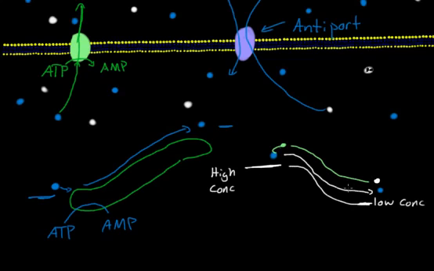Now this would only occur if the concentration of the blue one is much higher than the white one. If the white one has to go up even higher than the blue one, this will not happen. So that is what the basic antiporter is.